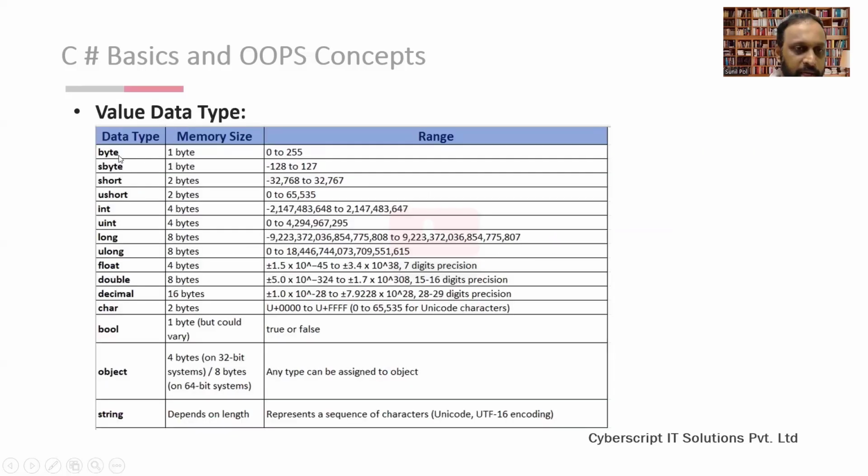Here we have the list of value data types, the memory size that would be allocated to each accordingly, and the range of values that can be assigned to that particular data type. So here, byte: whenever we declare any variable of type byte, 1 byte would be allocated in memory, and the value assigned to it should be between 0 and 255. This is the range allowed by C# whenever you declare any byte type variable in code.